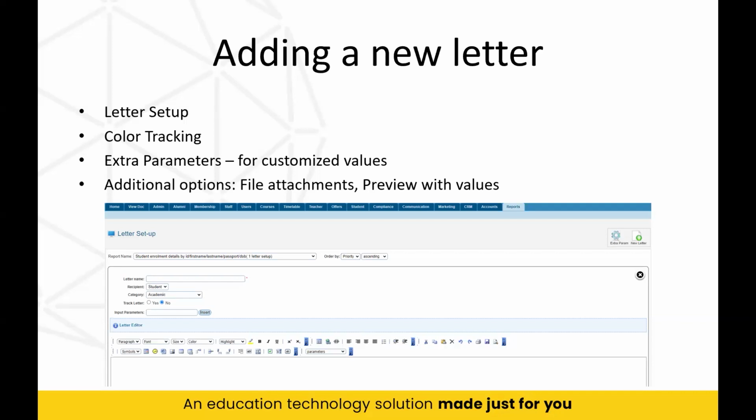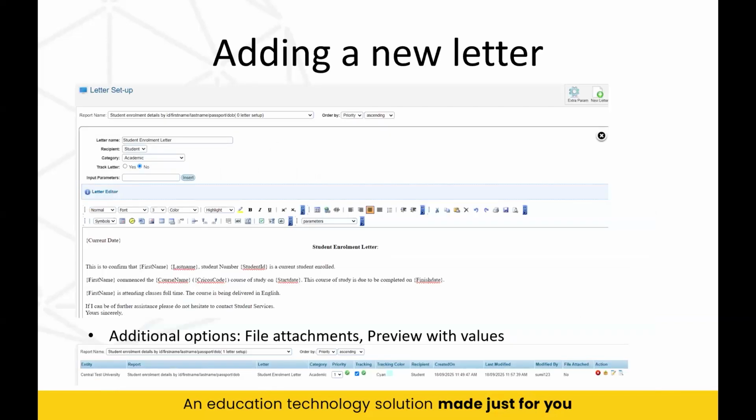You can also set up whether or not you want to track the letters. So if you select no, then the letter will not be tracked. And if you select yes, you will be provided with an option to color code the letter. I will show that later on. Okay. So these are the fields that are available in the add new letter section.